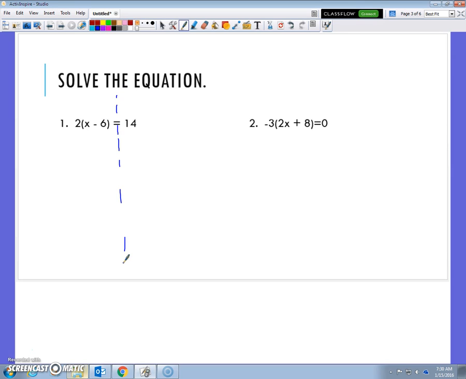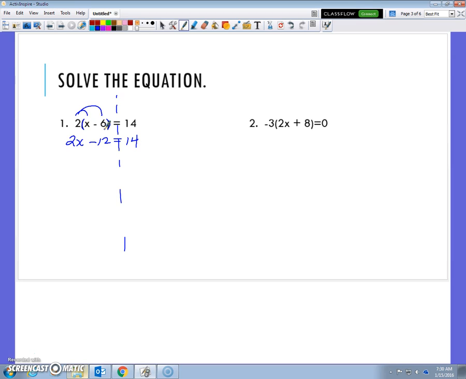Before we can do that, we need to distribute 2 times x and 2 times negative 6. Since we've done a lot of practice with the distributive property, I know you're going to be good at this. 2x, and then positive 2 times negative 6 is negative 12, equals 14. Nothing changes on the right-hand side of the equal sign because the 2 is only distributed to what is inside the parentheses.